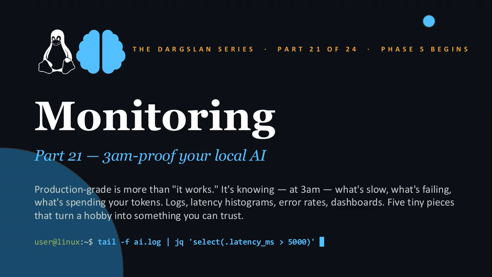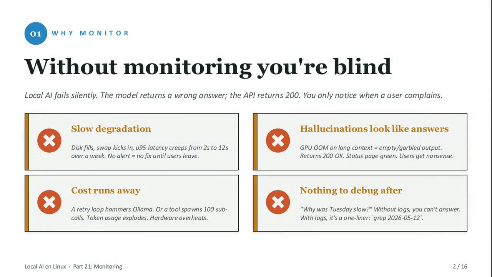We're at part 21, and phase 5 is where things get serious. This one's about monitoring, the difference between a project that technically runs and one you actually trust at 3 a.m. Because production grade isn't just, it works. It's knowing what's slow, what's failing, and what's quietly burning through your tokens. Over the next few slides, we'll build that out from 5 tiny pieces: logs, latency histograms, error rates, dashboards, and alerts.